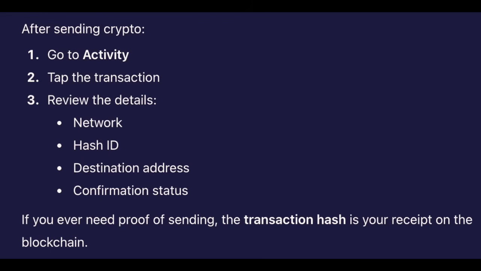How to check transfer status. After sending crypto, go to Activity, tap the transaction, review the details: network, your hash ID, destination address, confirmation status. If you ever need proof of sending, the transaction hash is your receipt on the blockchain.